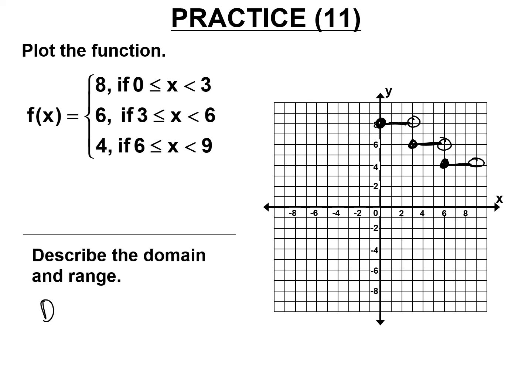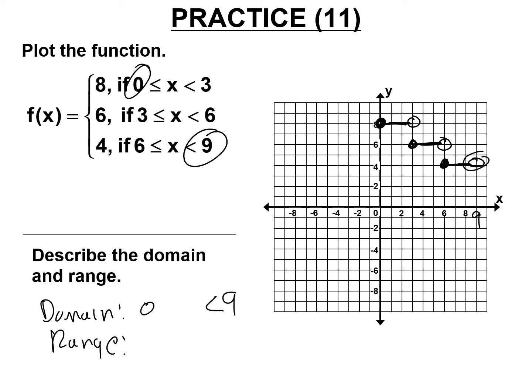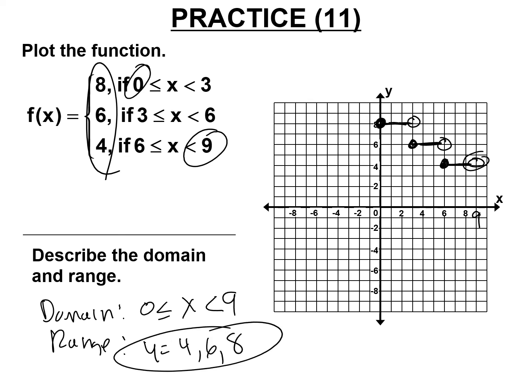Right, domain and range. All right, the domain, the lowest x value is 0, right? The highest x value is 9. Open circle was on 9, closed circle was on 0. That's our domain. That's the possible values of x. X can't be negative here. X can't be above 9. The range is 3 possible values, 4, 6, and 8. So range y equals 4, 6, or 8.